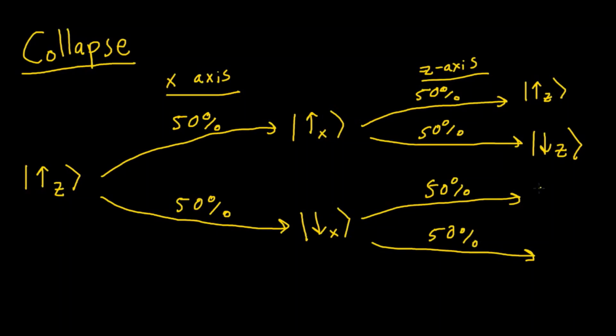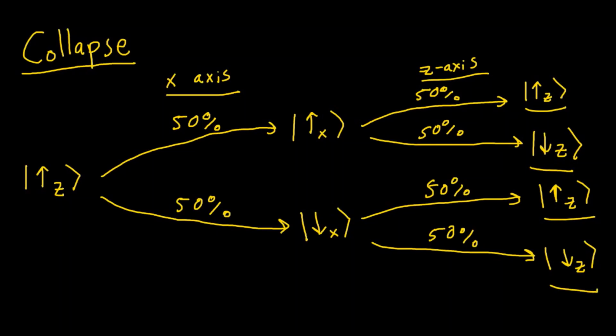So here we can see a really clear demonstration of how performing a measurement changes the quantum state due to quantum collapse. If you didn't do this intermediate x-axis measurement, you would have just got spin up 100% of the time and spin down 0% of the time. But because you did this intermediate measurement, you will now find that 50% of the time it'll be spin up, which are these two possibilities, and 50% of the time it'll be spin down, which are these two possibilities.